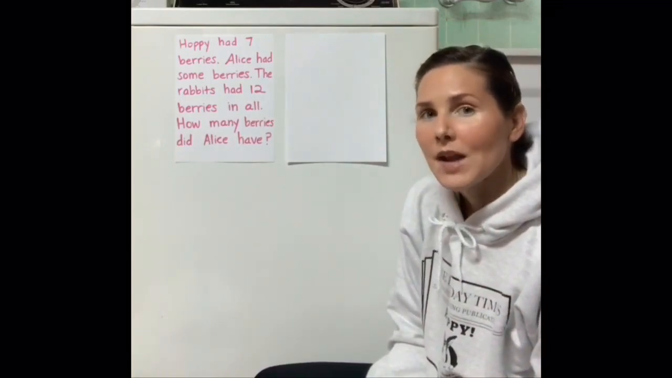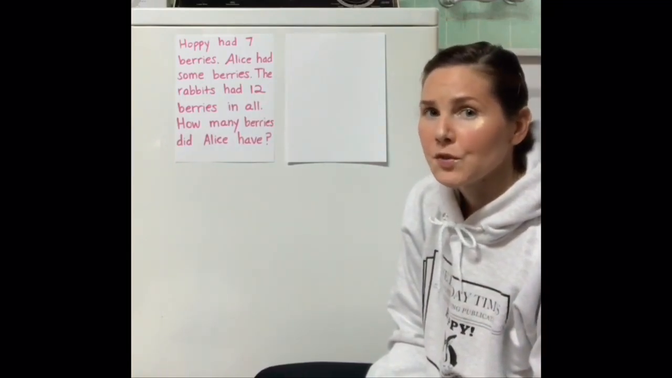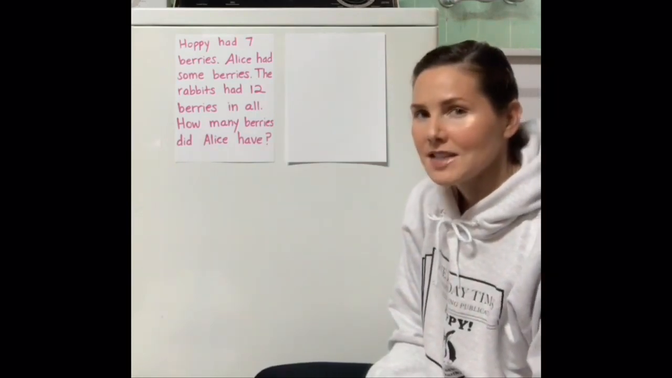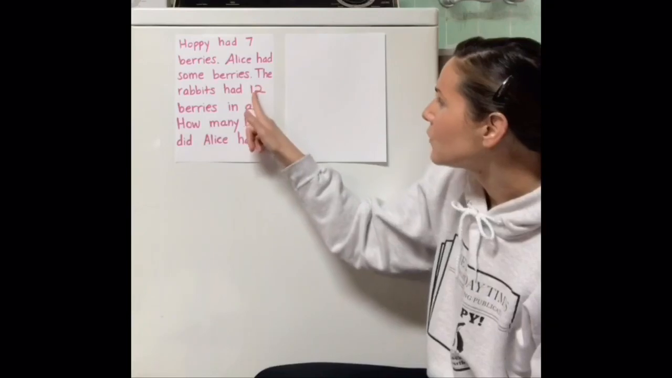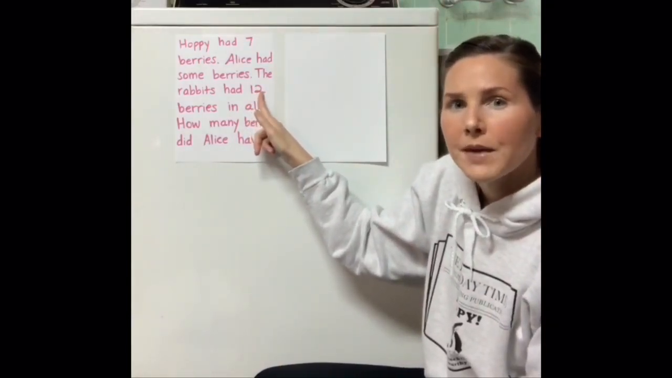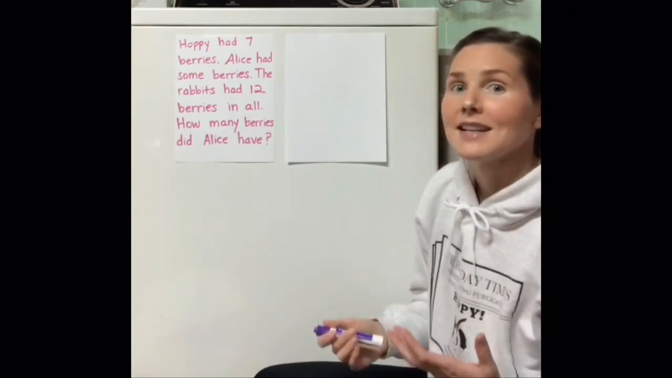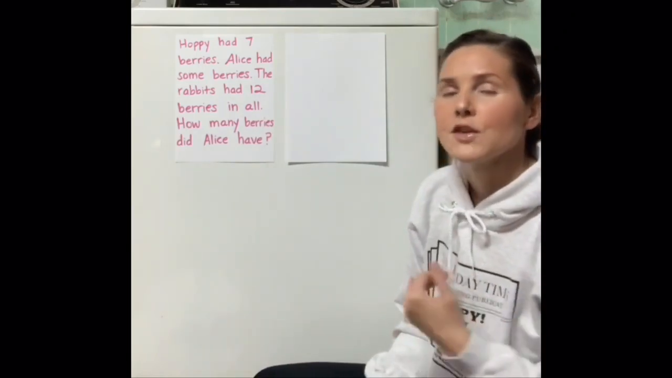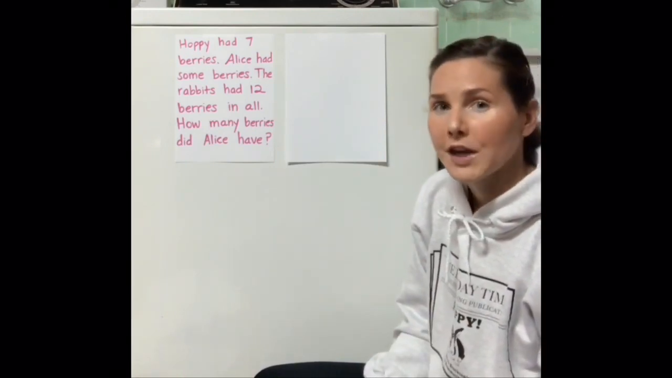In that case, I would ask that you remember tip number 2, which is to remember the concept. How can Alice have 19 berries if the rabbits only have 12 berries in all? If Alice has more than 12 berries, that doesn't make any sense. And so that kind of alerts you, that's not right. We have to go back and we have to work a little bit more carefully.